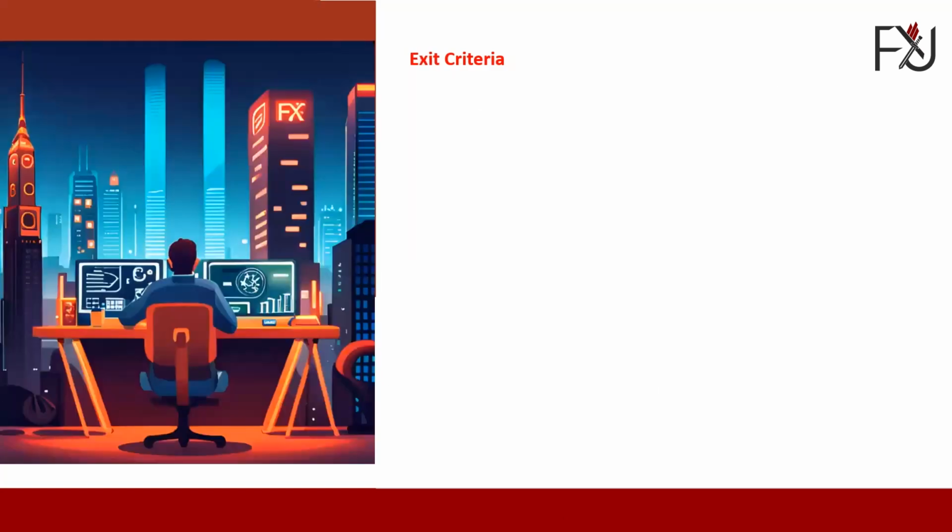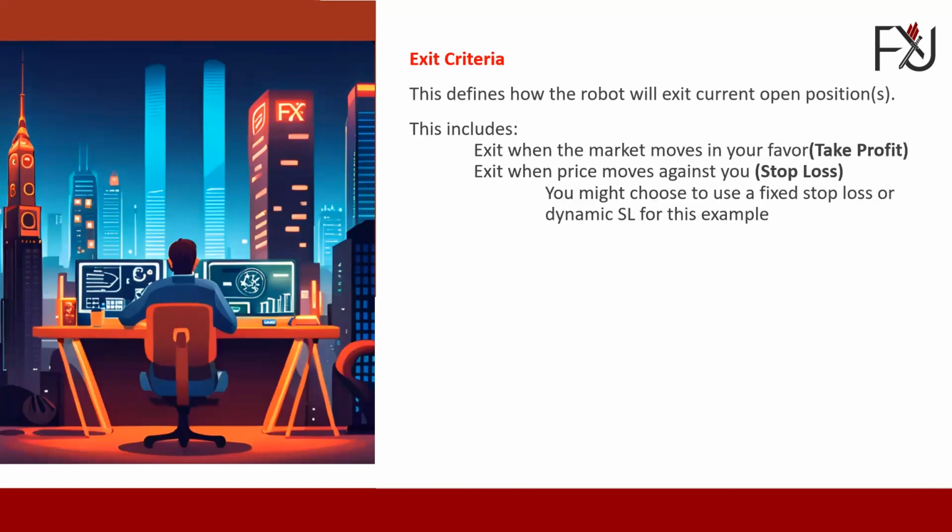Now, the exit criteria includes how you exit trades in the event of profit or in the event of loss. This defines how the robot would exit the current open positions. It includes the take profit level and the stop loss level, whether you're using a fixed stop loss or a dynamic stop loss. We'll look at all of that in our example of robot building, okay? So what we've just done is simplify the whole idea behind our trade. With this concept, even a layman can understand what we are trying to accomplish.